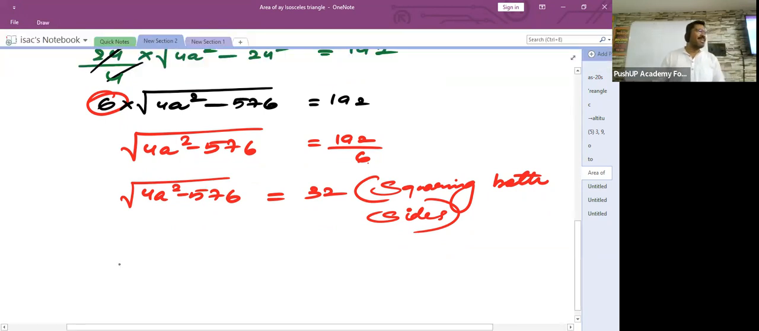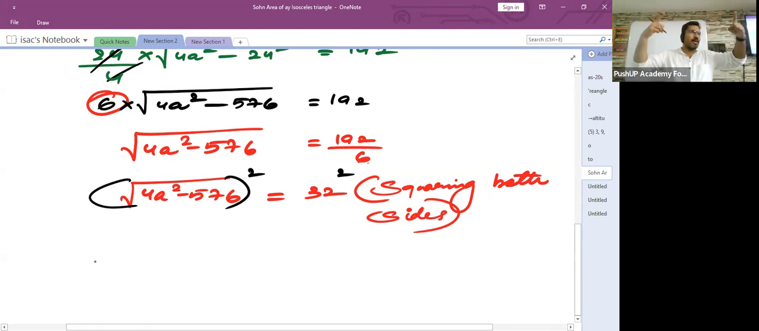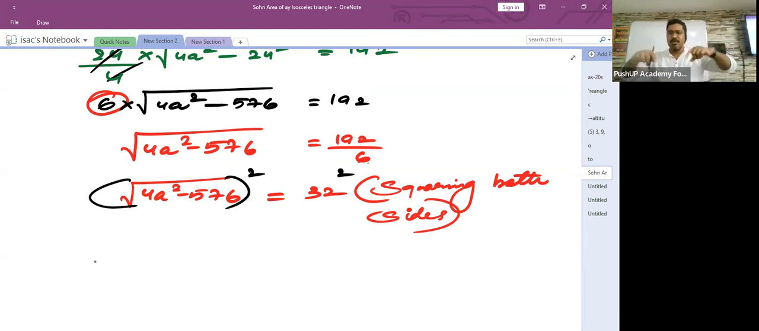Okay. Children, I'm going to eliminate the square root sign. If you don't remember what technique your teacher had taught you in school, at least note it down. He or she must have taught you to square both the sides. So when you square both the sides, you know what is going to happen? I'm going to square both the sides. So square root of 4a square minus 576, the whole square, is equal to 32 square. I'm squaring both the sides.